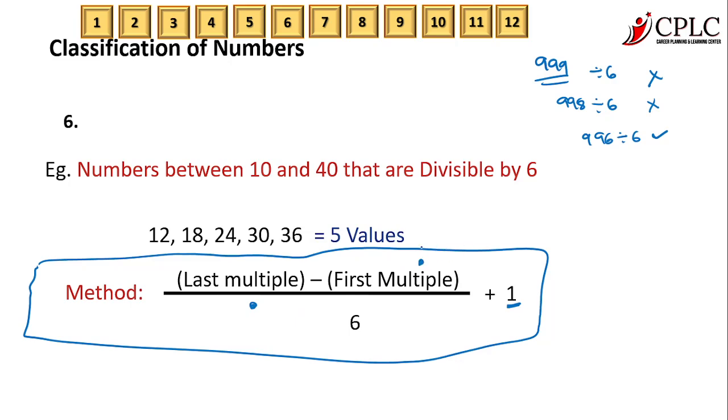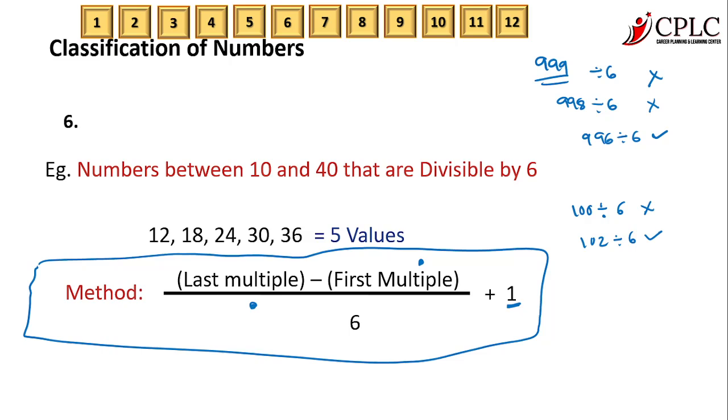Then the first multiple, the first three-digit number that is divisible by 6. The first three-digit number is 100. Is 100 divisible by 6? No. 101 is odd, so not there. 102, yes. 17 sixes are 102. So 102 is your first multiple.